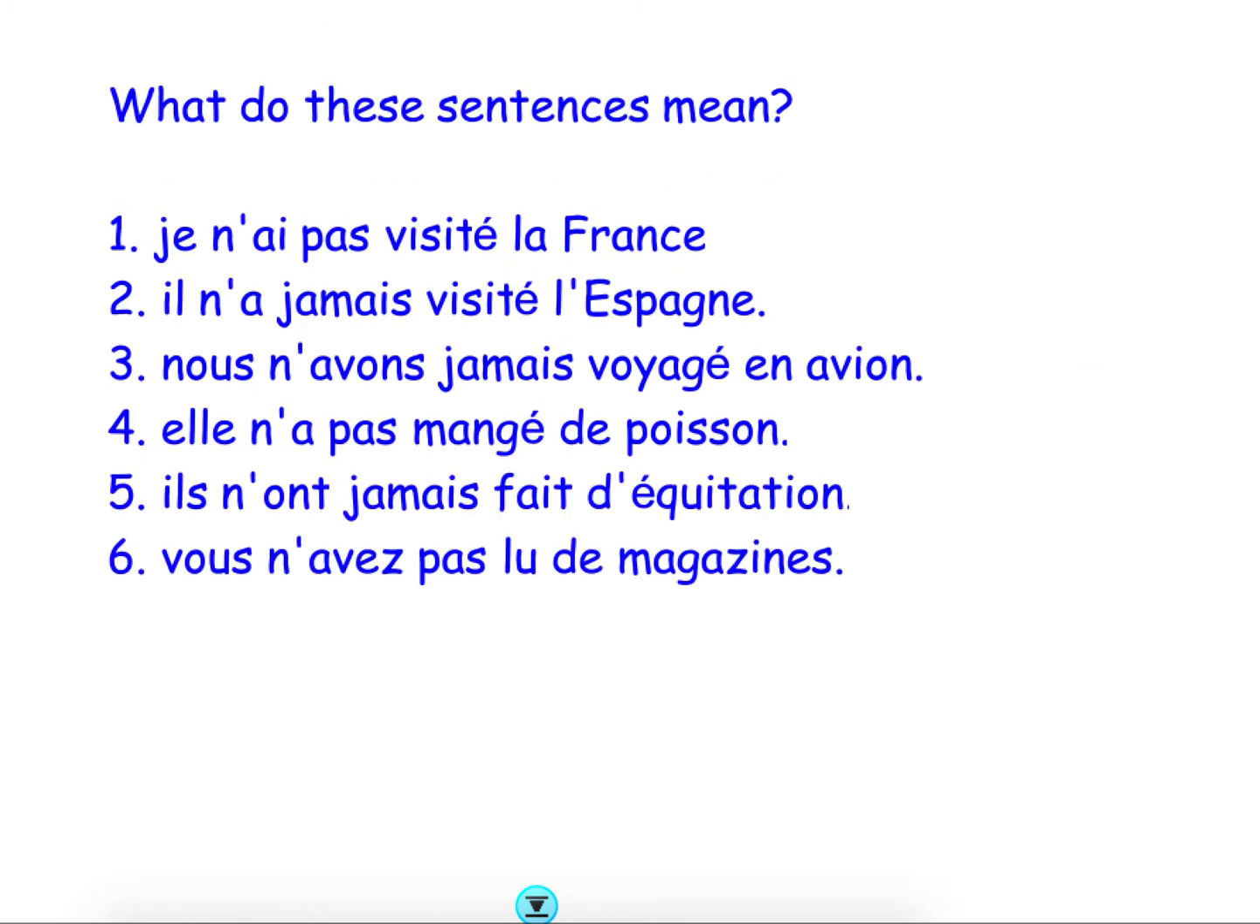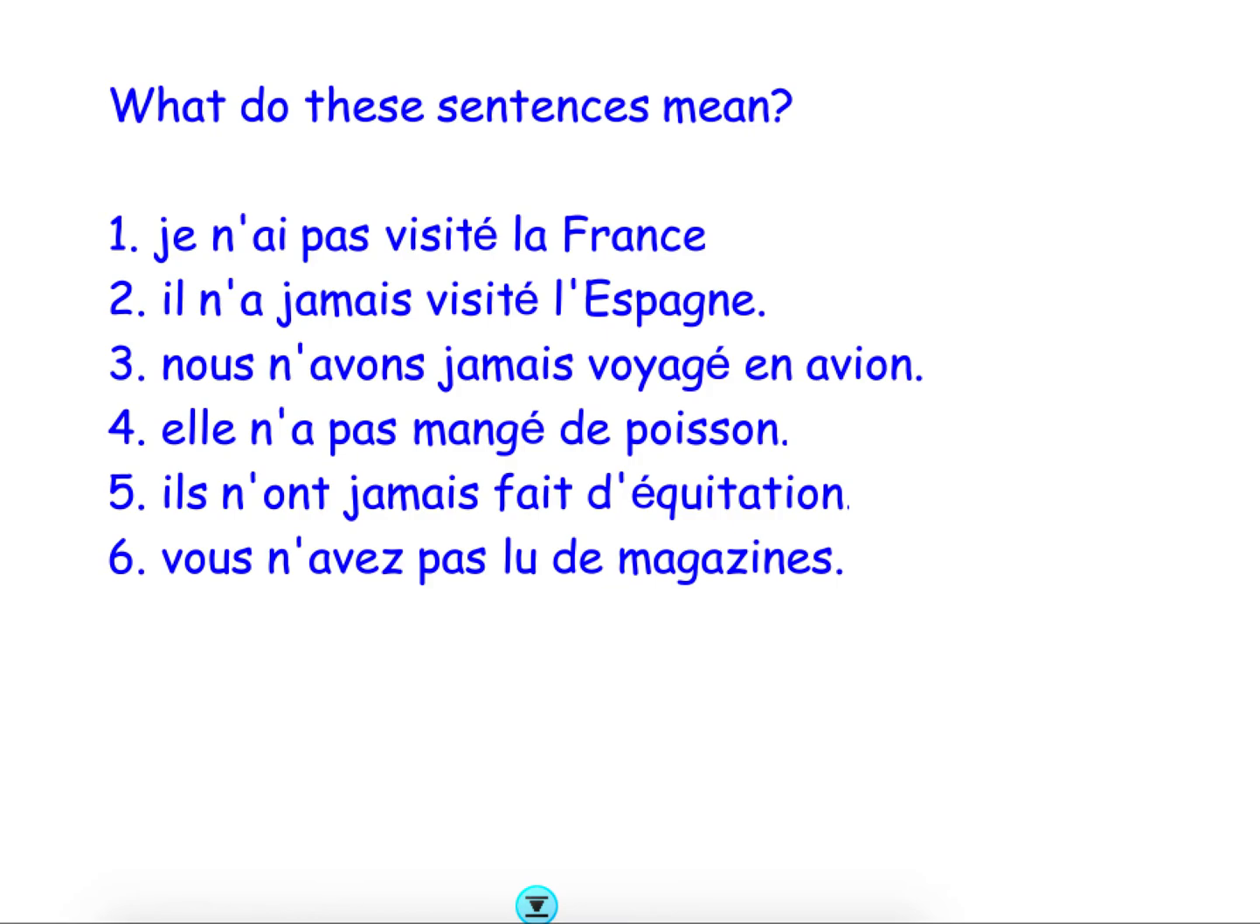So here are some more sentences for you to translate. What I would like you to do this time is put them into English and then we're going to make them positive. So first of all, pause the video and put these sentences into English. Okay, so question 1, je n'ai pas visité la France. I have never visited France, or sorry, I did not visit France. It's pas, not jamais. So, I did not visit France.